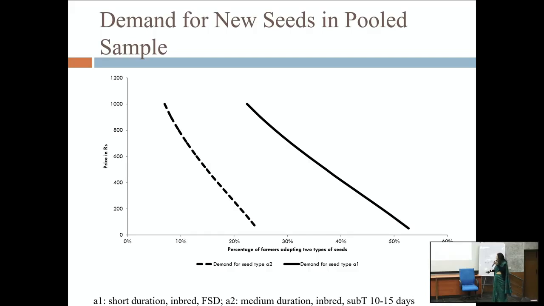Do you see the attributes I've written here? So this seed type is short duration. It's inbred and it has the first order stochastic dominance attribute. And you can see that the other seed type is medium duration, which is inbred, and it has submergence tolerance for 10 to 15 days. But clearly the demand is much higher for seed A1.